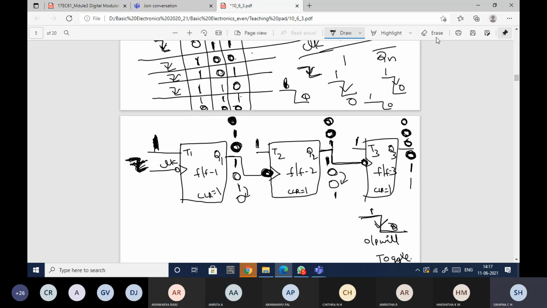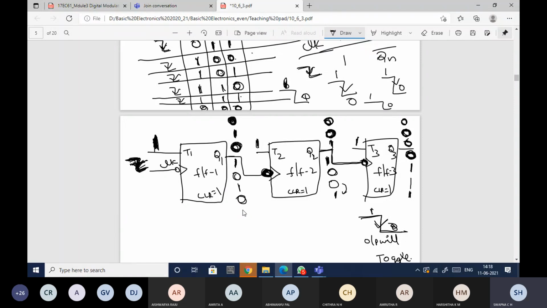So see the Q2. What is happening with Q2? Q2 is changing from 0 to 1. Am I getting the correct clock to the third flip-flop? No, ma'am. So what happens? It will remain in the same state, which is 1. So when I've given the clock, I've got 1, 1, 0. Now I'll give one more clock pulse.